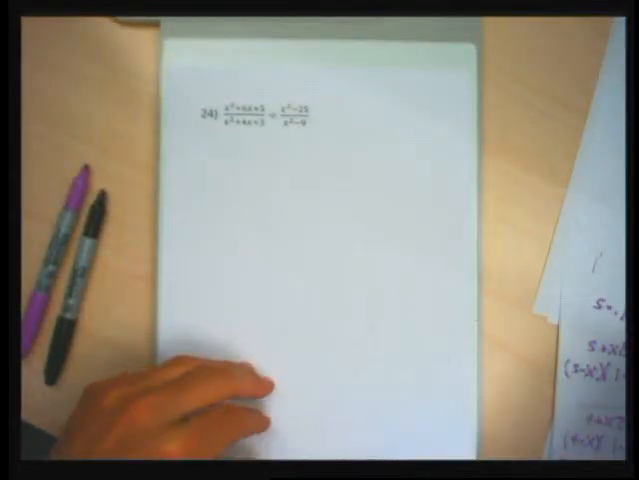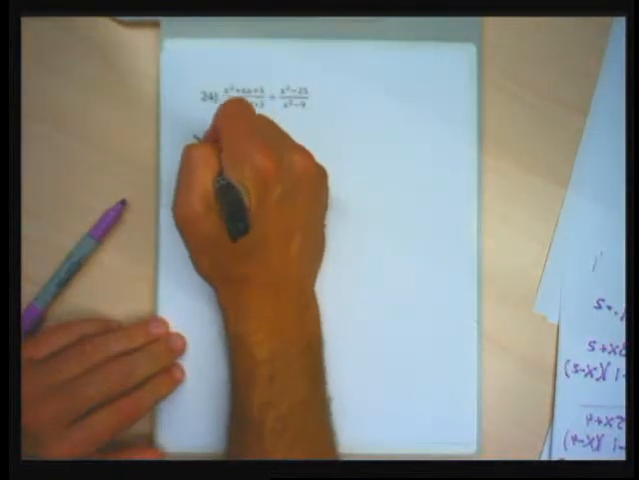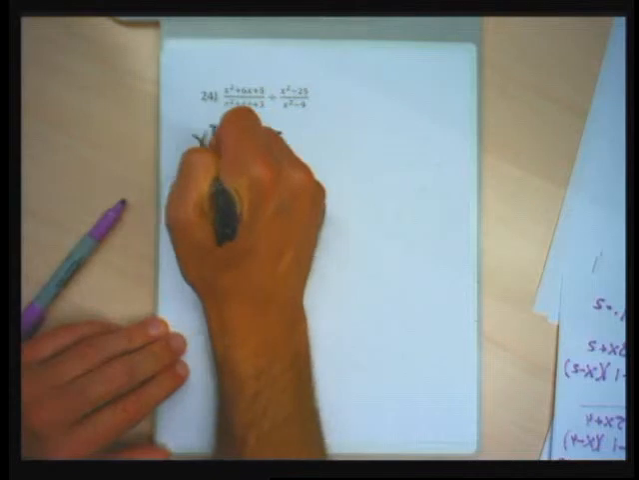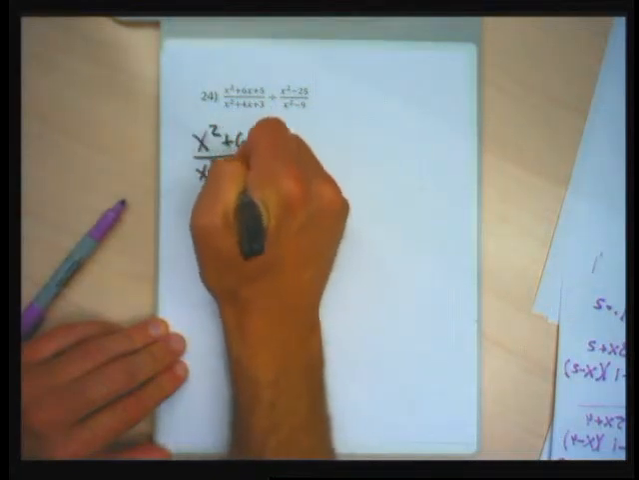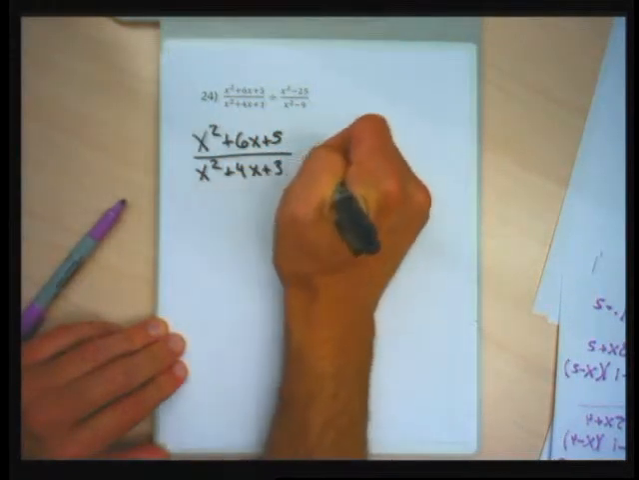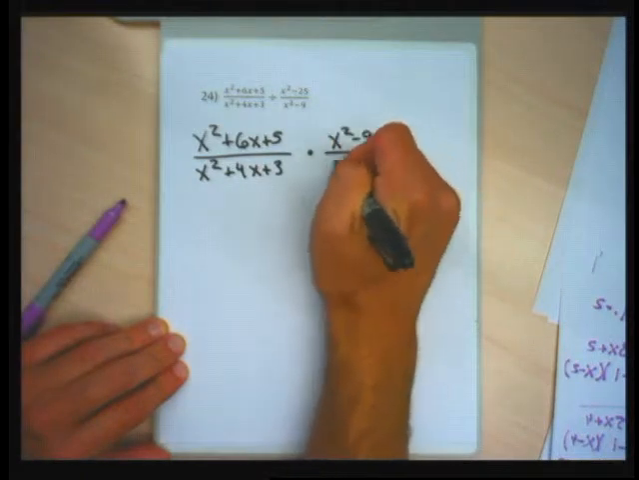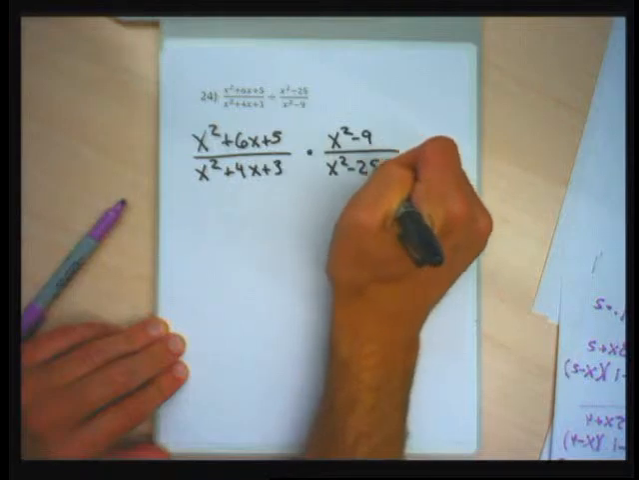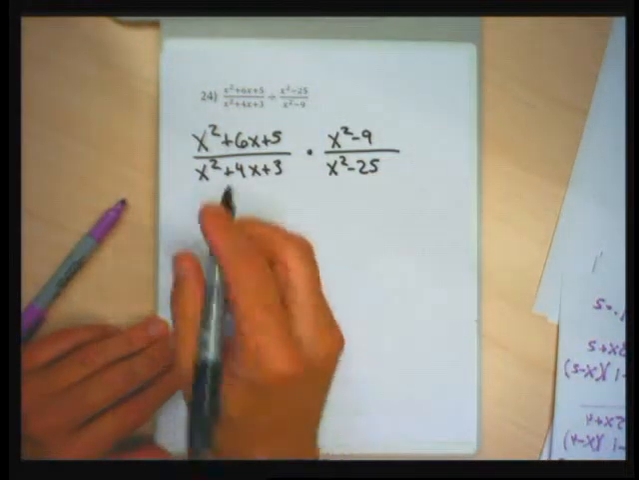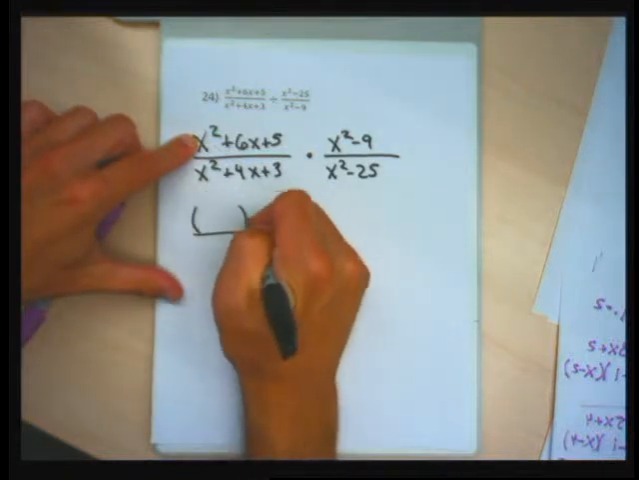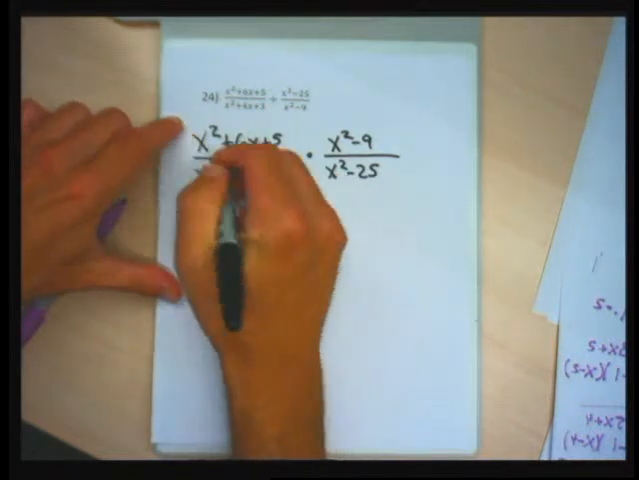24, I need to flip, factor, and cancel. Flip because it's division, so I'll do that flipping first. I'm going to make this x squared plus 6x plus 5 over x squared plus 4x plus 3 times x squared minus 9 over x squared minus 25. Flip, now factor. First thing I'm going to factor is x squared plus 6x plus 5. Easy enough that I don't even need to do that off to the side.